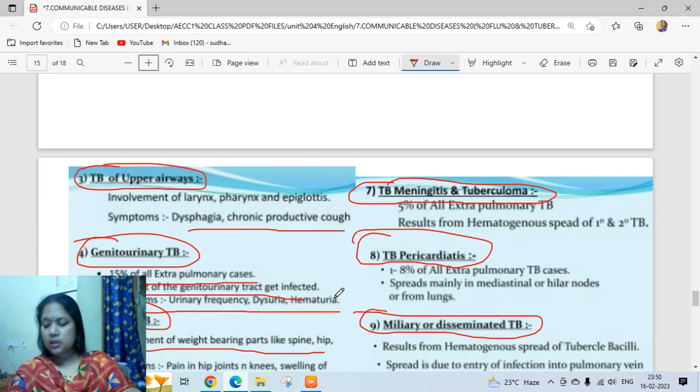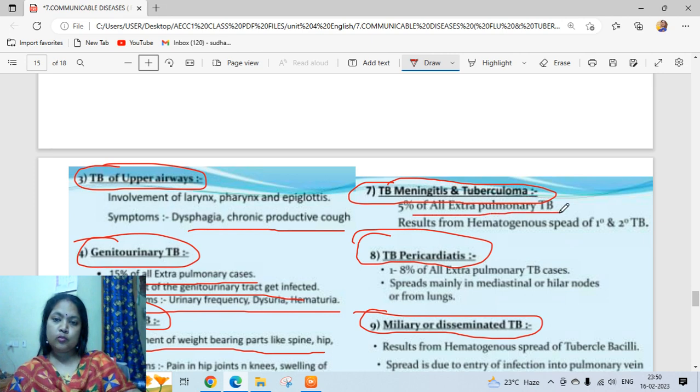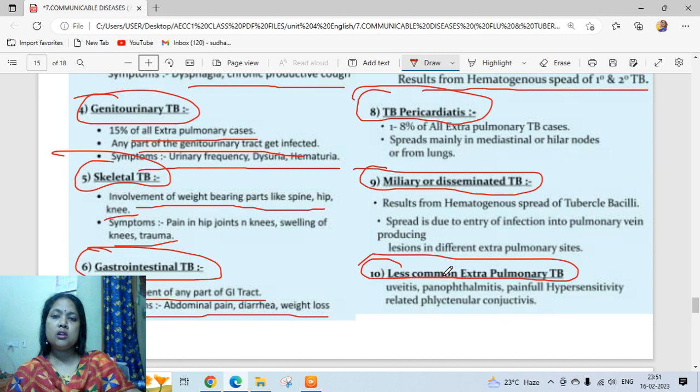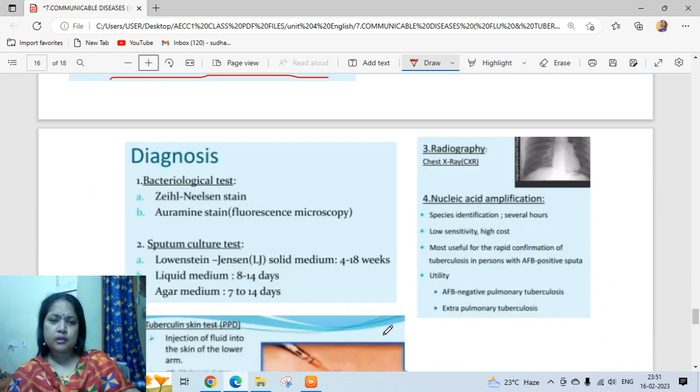Then your TB meningitis and tuberculoma, that is 5% of all extrapulmonary TB, results from hematogenous spread of primary and secondary TB. And next type is TB pericarditis, 1 to 8% of all extrapulmonary TB cases, and spread mainly from mediastinal or hilar nodes or from lungs. Okay, so these are the types of tuberculosis.